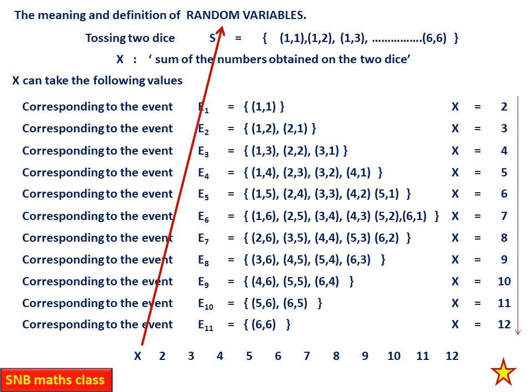Here the experiment is tossing two dice, and first we have to list the sample space, then we have to define what that X is. So X is not an event, please note, it is something about the event. It is a description about the event. So the sum of the two numbers obtained is described here. So it can take 2, it can take 3, etc., up to 12. So these are the values of the random variable. So this is the meaning of a random variable.